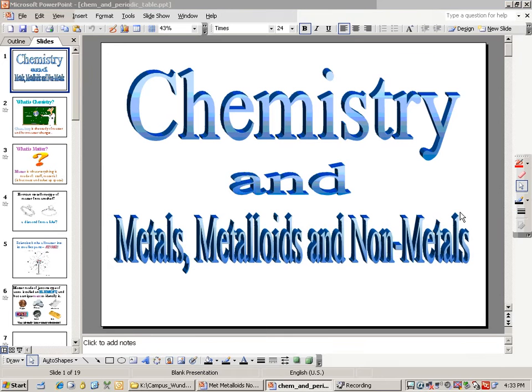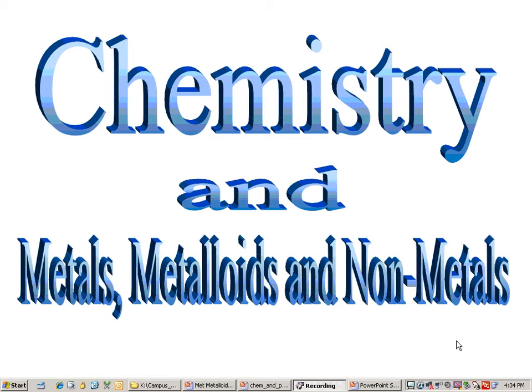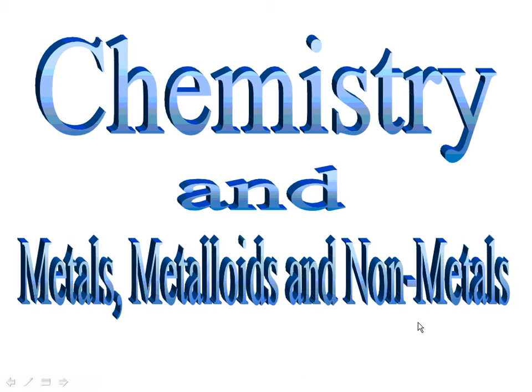Today we're going to be looking at chemistry, particularly at metals, metalloids, and non-metals. The focus of this is going to be looking at the properties of metals, non-metals, and metalloids, and then also their position on the periodic table and how, by reading the periodic table, you can tell certain properties about different things.